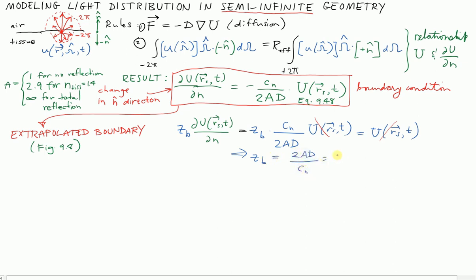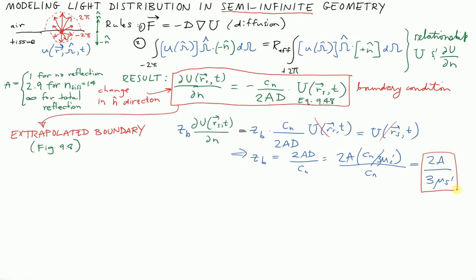The diffusion coefficient is equal to Cn over mu s prime, in the limit where mu s prime is much bigger than mu a, which is a good approximation for diffusive tissue, except that I forgot the value of 3 there. And so this is equal to 2a over 3 mu s prime. That is a length, because mu s prime is an inverse length and a is dimensionless. So now I have the height of this extrapolated boundary. So how do I use this extrapolated boundary to solve an actual problem?